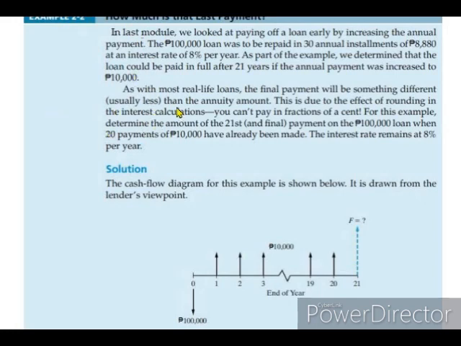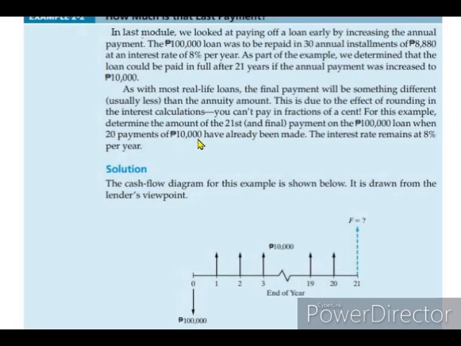Sa example na yun. As with most real-life loans, the final payment will be something different, usually less than the annuity amount. Bakit? This is due to the effect of rounding in the interest calculations. You can't pay in fractions of a cent. So, nagra-round off, guys. For this example, determine the amount of the 21st and final payment of the 100,000 pesos loan when the 20 payments of 10,000 pesos have already been made. Kung yung 20 payments na yun nagawa na, hanapin natin ngayon yun.